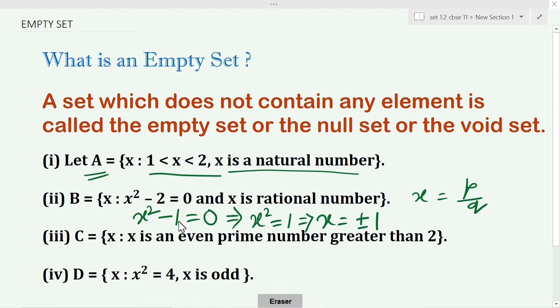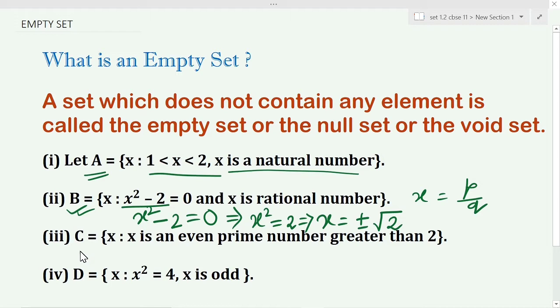Now when we solve this equation, x square equals 2. So x square minus 2 equals 0 and x square equals 2. So we get x equals plus minus root 2, and this is not a rational number, this is an irrational number. So we cannot get any x which satisfies this condition. So B is also an empty set.